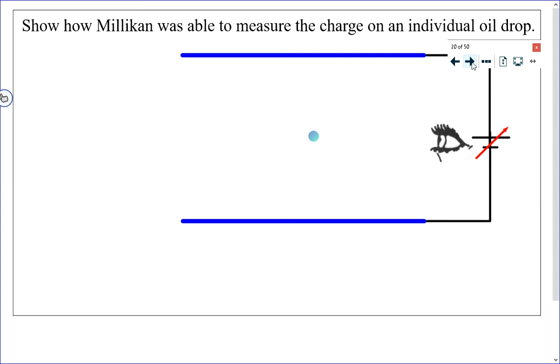So the drop is suspended, and since it's suspended, the two forces acting on it must be equal but opposite. We're dealing here with physics principle number 0 on your formula sheet, which says that if the forces are balanced, you have uniform motion. And by the way, stationary is the same as uniform motion, because if the drop is stationary, it's not moving, which means its velocity is 0. And uniform motion is unchanging velocity. So this is physics principle 0.